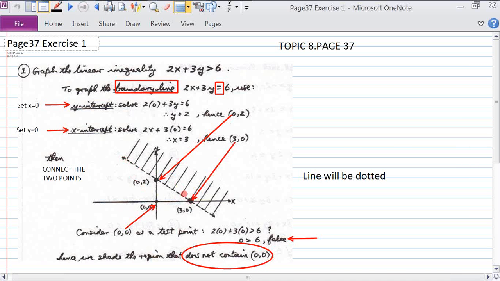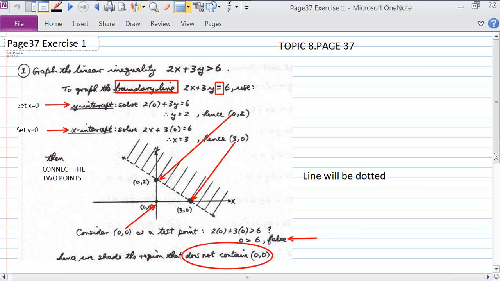We draw a line connecting those 2 points. And the line will be dotted because there's no equal sign. If there were an equal sign here, greater than or equal to, then the line would be continuous.